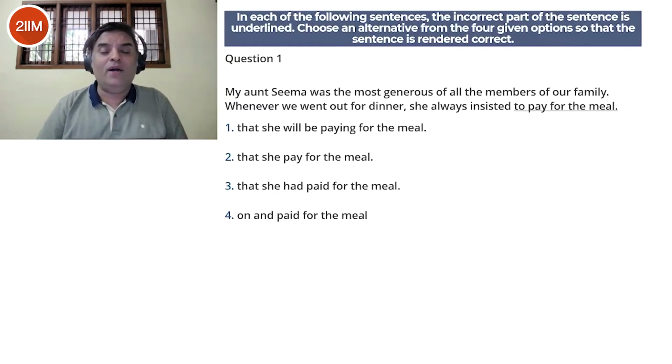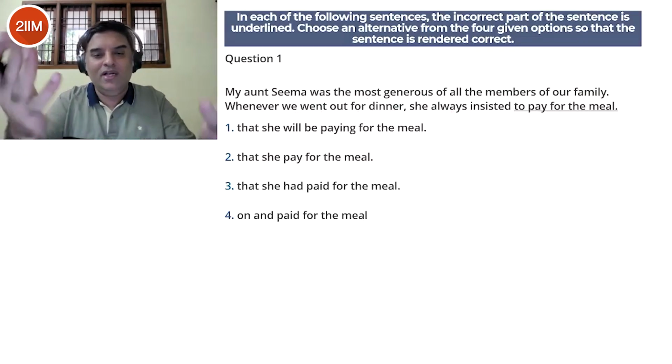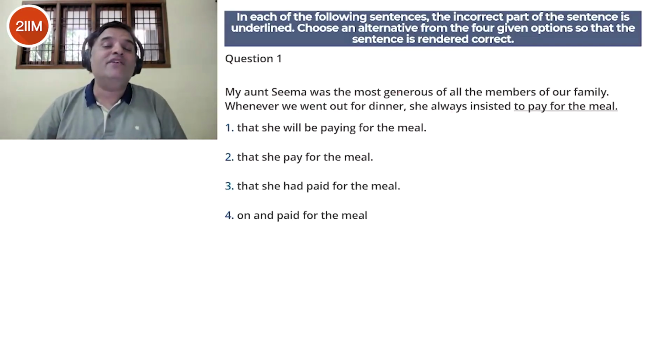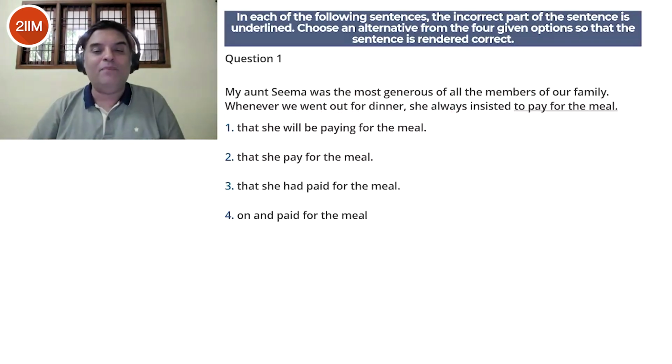Now, let's look at question 1. It says, my Aunt Seema was the most generous of all the members of her family. Whenever we went out for dinner, she always insisted to pay for the meal. Okay, so it's wonderful. We all need an Aunt Seema in our family, right? So it said she was very generous, so that's why she was insisting. She wanted to pay the bill.